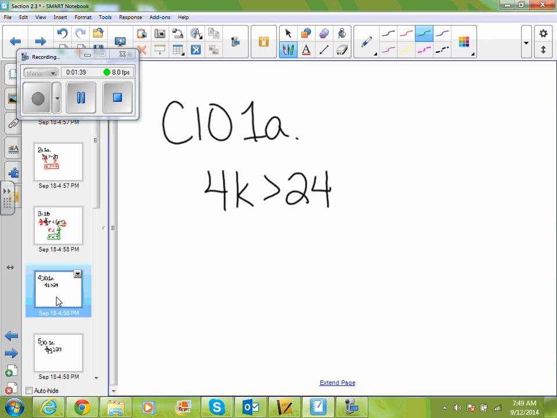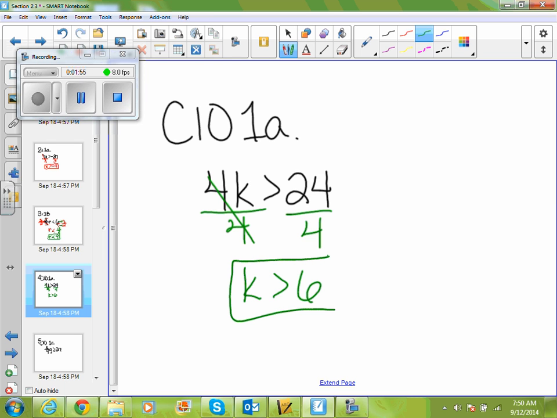Okay, if I look at 4k is greater than 24. In order to get rid of multiplication, I divide by 4. The 4's then cancel. K is greater than 24 divided by 4, which is 6. So I end up with k is greater than 6.